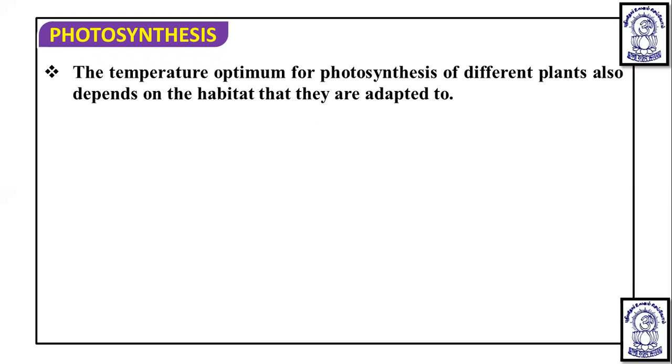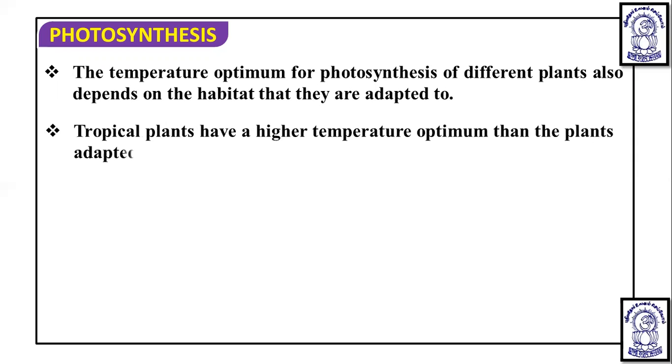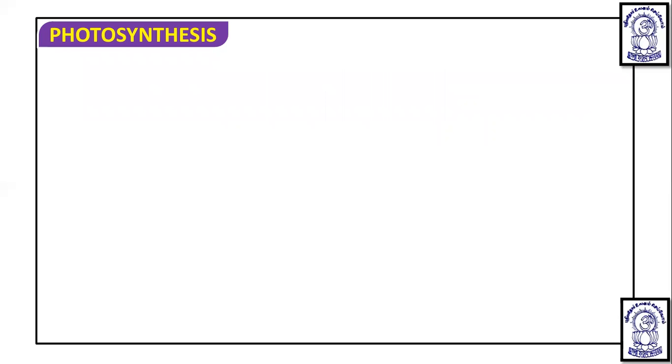Okay, so the temperature optimum for photosynthesis in different plants also depends on the habitat they are adapted to. It is known that tropical plants, which are near the equator, have a higher temperature optimum than the plants which are adapted to temperate climates. Obviously, they respond to the higher temperature. So this is the temperature.